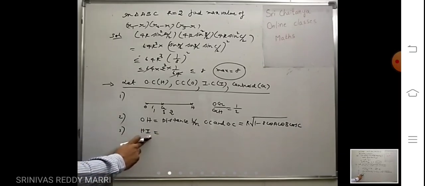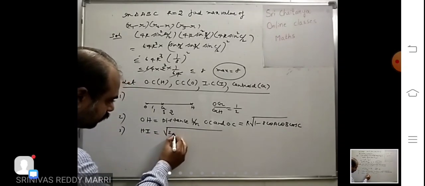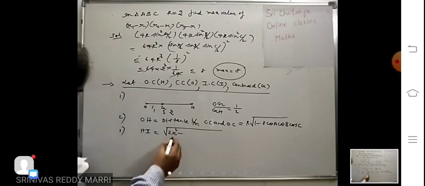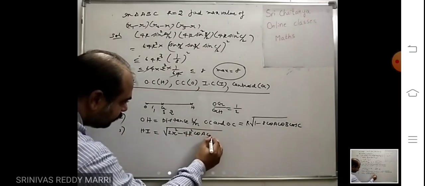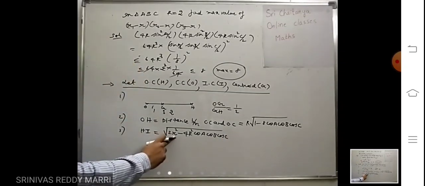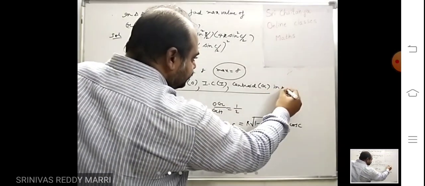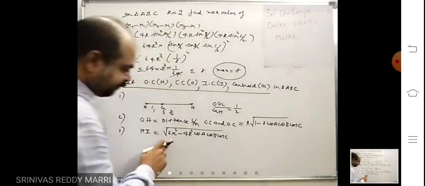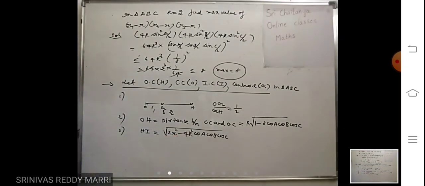The distance between orthocenter and incenter is root of 2r square minus 4 capital R square cos A cos B cos C. This small r is the inradius and this capital R is the circumradius of triangle ABC. Small r always denotes the inradius of the triangle, and capital R denotes the circumradius. So this is the formula for the distance between orthocenter and incenter.